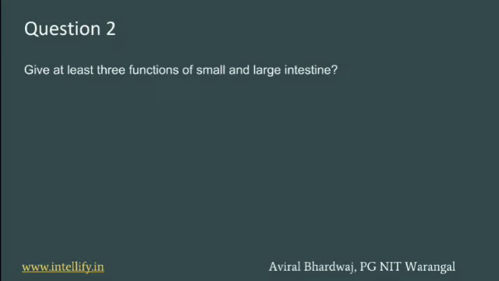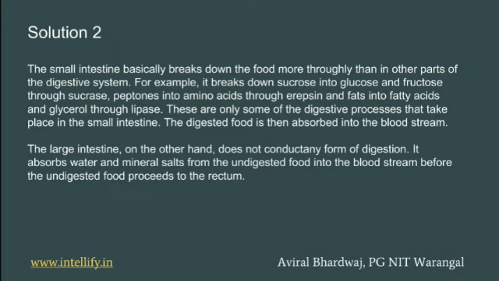The next question is: give at least 3 functions of the small and large intestine. The answer is that the intestines are used to supply the food into the body. There are two parts, the small intestine and the large intestine. The small intestine breaks down the food more thoroughly than other parts of the digestive system. For example, it breaks down sucrose into glucose and fructose, which are two isomers.